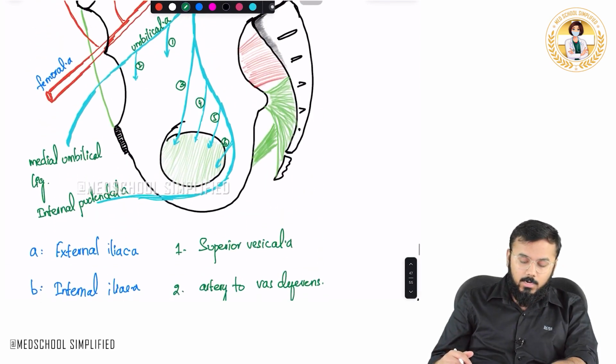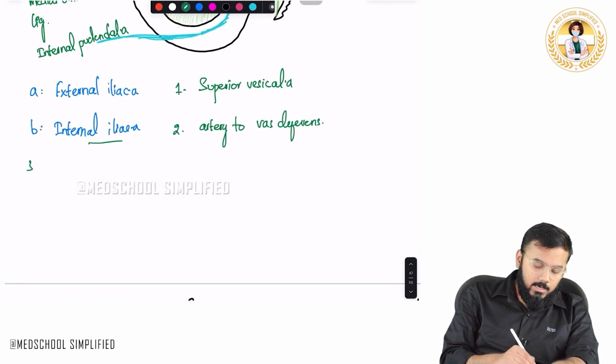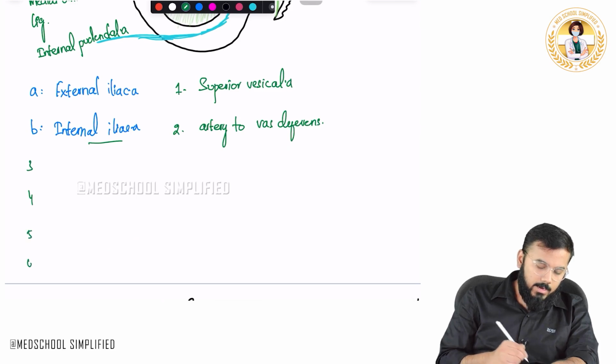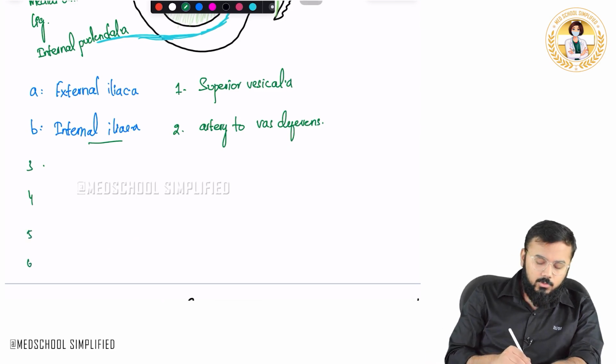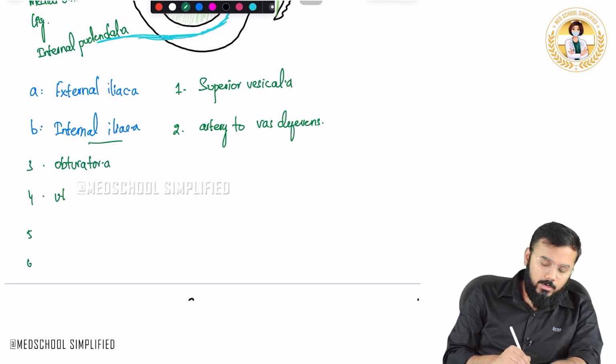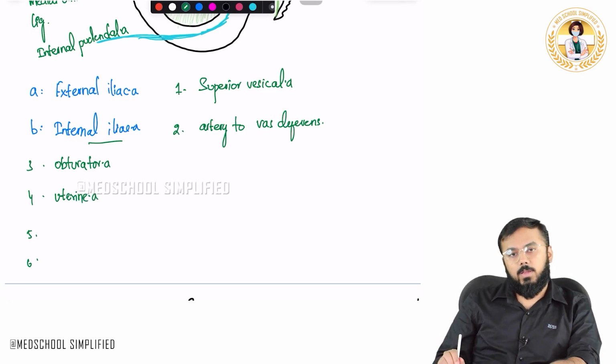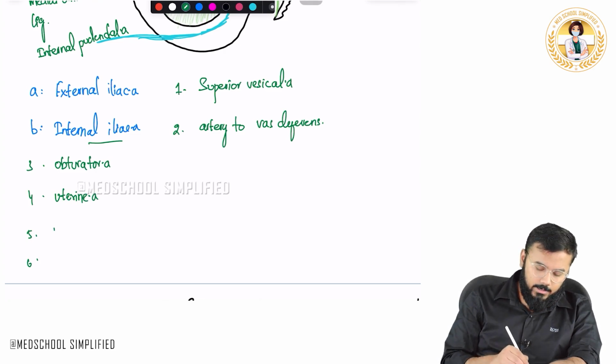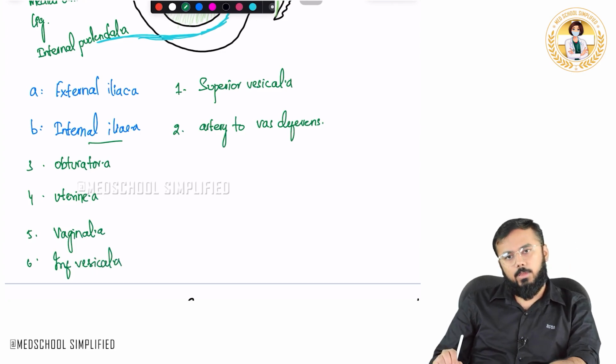So let us name down what these arteries are. Artery number 3, 4, 5 and 6. What is artery number 3? That is your obturator artery. Artery number 4 is your uterine artery. Artery number 5 and 6: one is your vaginal artery and the next one is your inferior vesical artery. Okay, right.